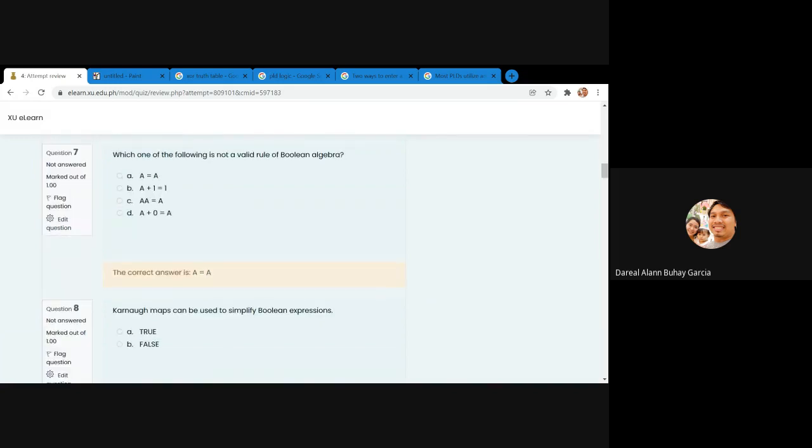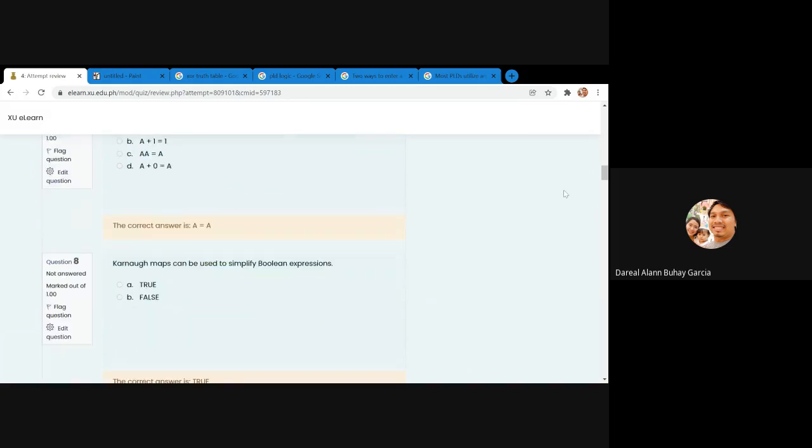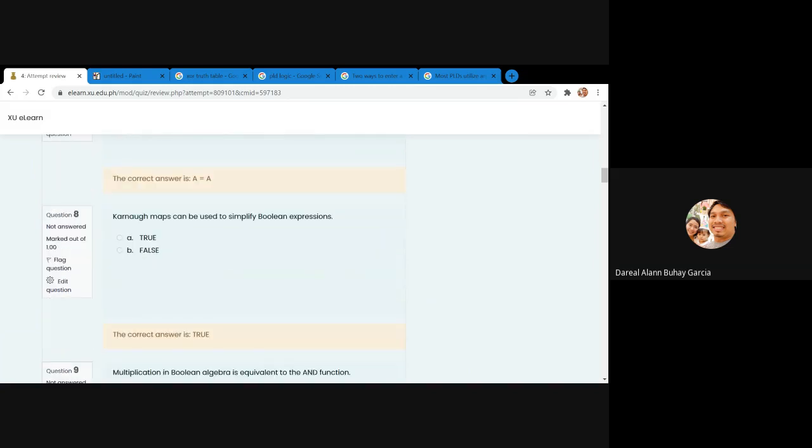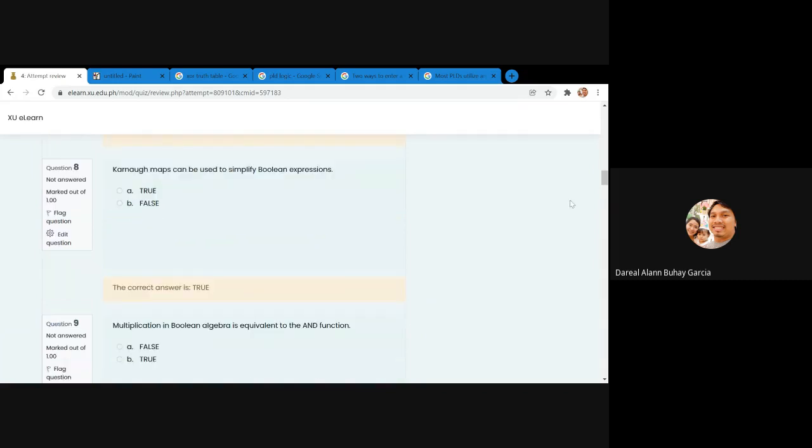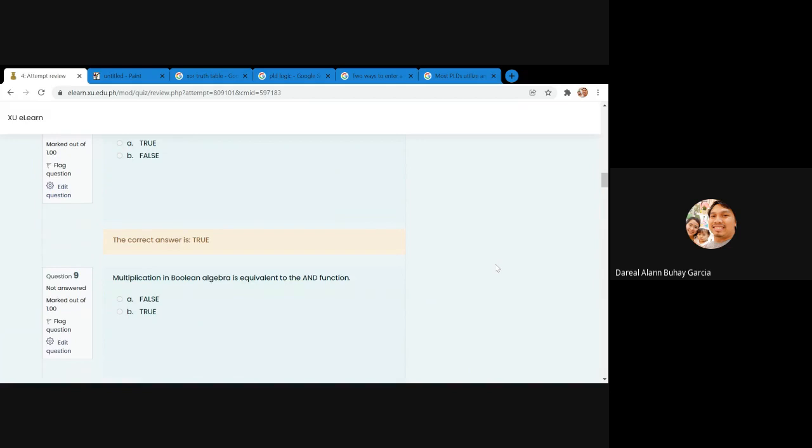K-maps can be used to simplify Boolean expressions. So, well, true. A. Multiplication in Boolean algebra is equivalent to the AND function. AND or OR? I think it's AND. True.